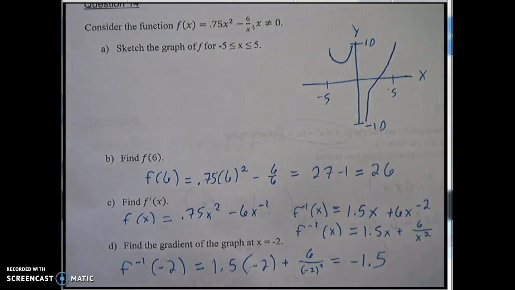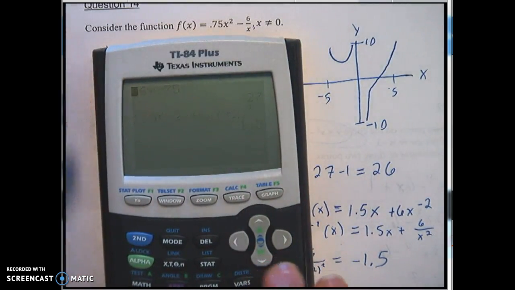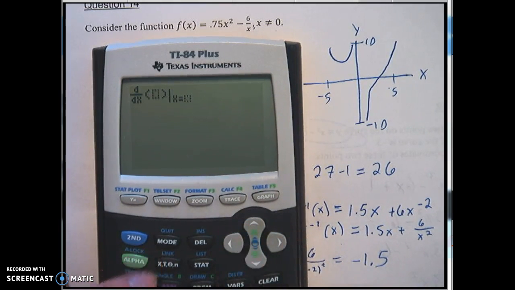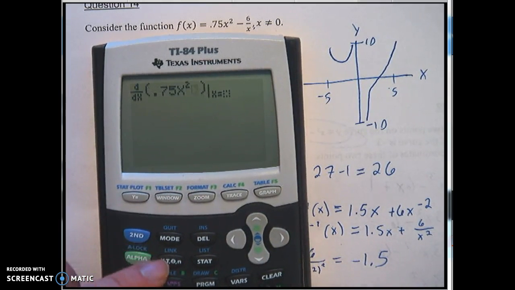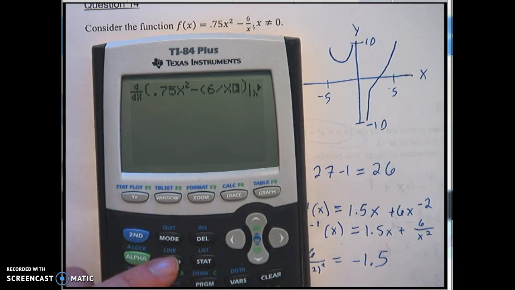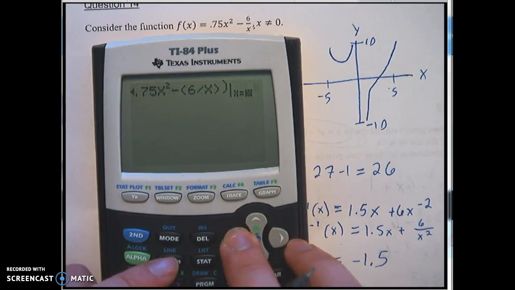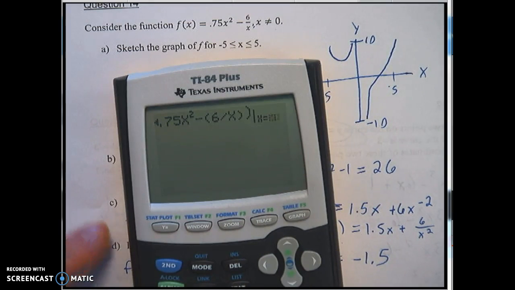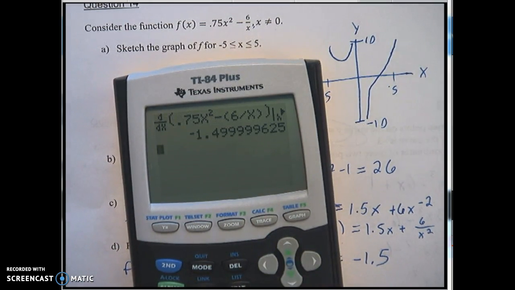Now, again, we can use that math 8 function to double check it. So let's do that. I'm going to the calculator, doing math 8, typing in an x, and typing in the function 0.75x squared minus 6 over x. Find the gradient of the graph where x equals negative 2. Plug in a negative 2, and hopefully it says negative 1.5. Sure enough, it does, so I'm feeling pretty good about that.